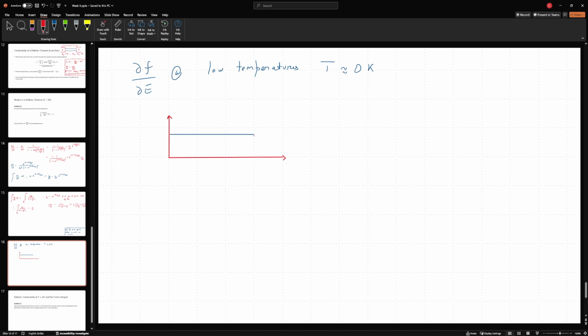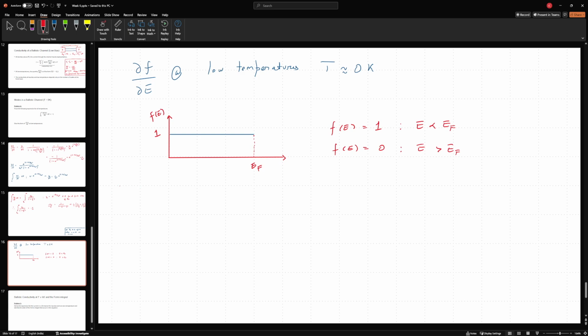And let me say my EF is over here. So this is my f of e. So f of e is equal to 1 if e is less than EF, and f of e is equal to 0 for all e greater than EF. So now what is this function? How do I represent this function? Like if I want to represent this as a closed form function, what is the method?